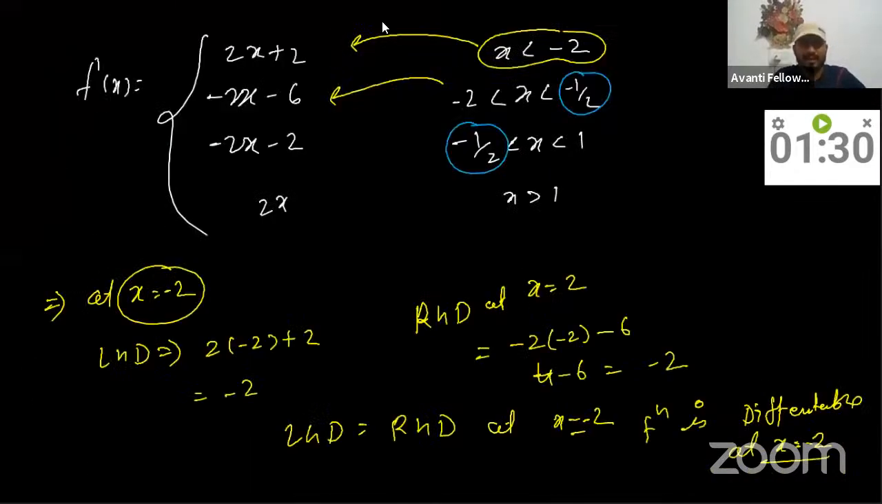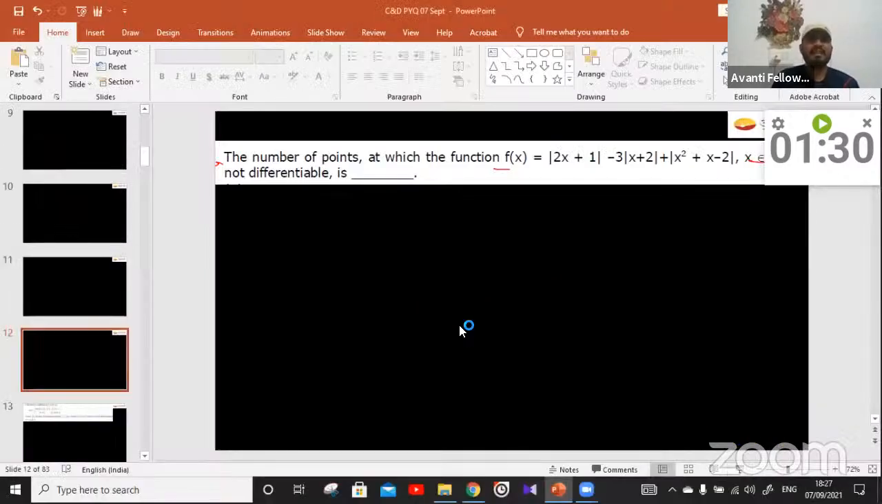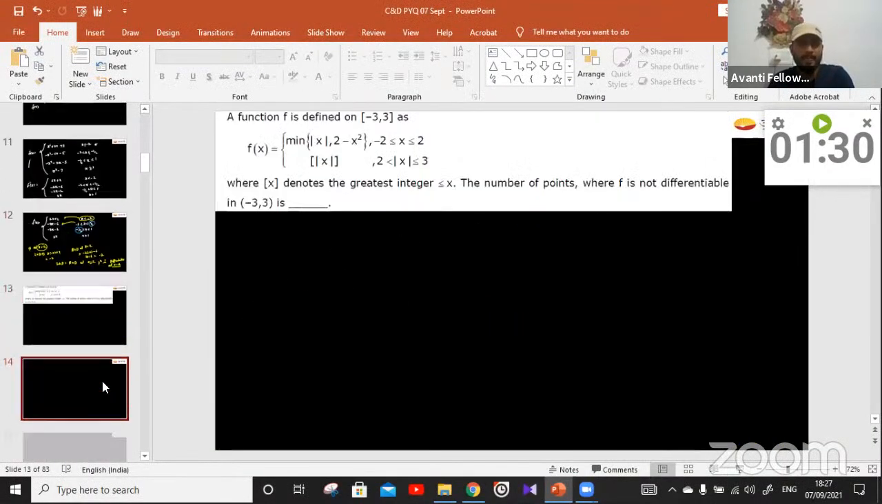Okay, just give me a second so that I can add one slide. Okay, the similar thing, we have to find the left hand derivative and the right hand derivative for these two.